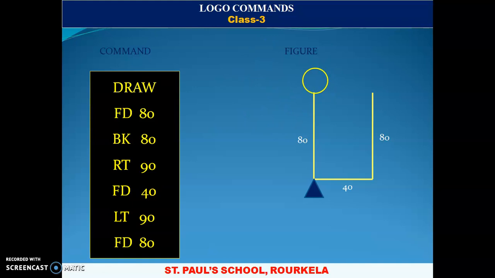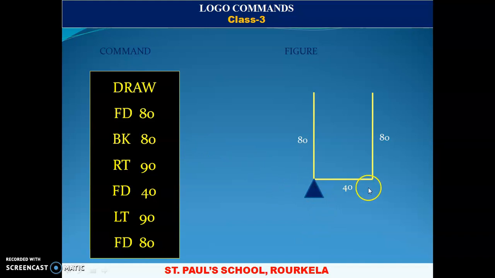But you want to draw the line here. So again you have to use BK80. First use FD80, go to this position to draw the line. Again you use BK80, you come to this position, so that you can draw the line here. This line is in which direction? In the right direction. So you use the RT command, RT90, then it will move the turtle to the right side. When you use FD40, it will draw this base line.